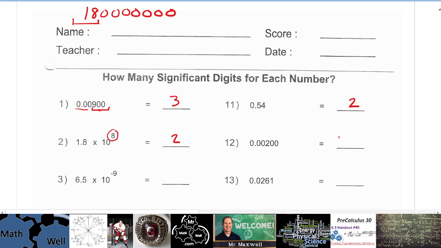Should we be writing SF after all of them? No, you don't have to write that.